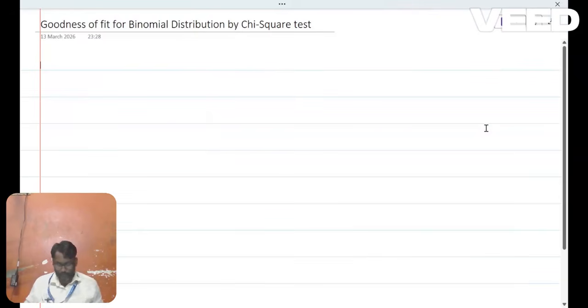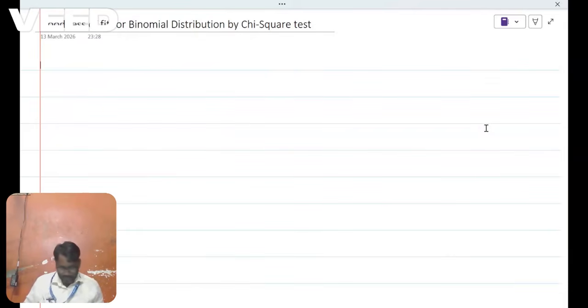Good morning. Today we are going to see how to fit a binomial distribution for the given data and test the goodness of fit with an example using the chi-square distribution. Okay, let's start with the question.